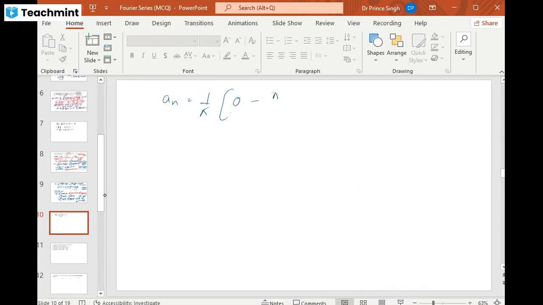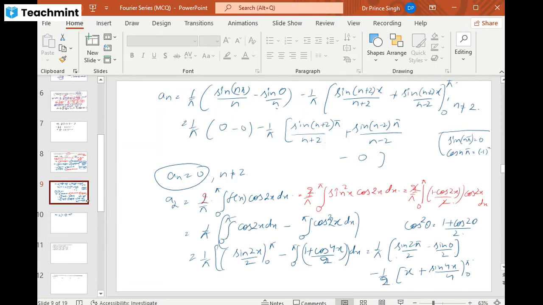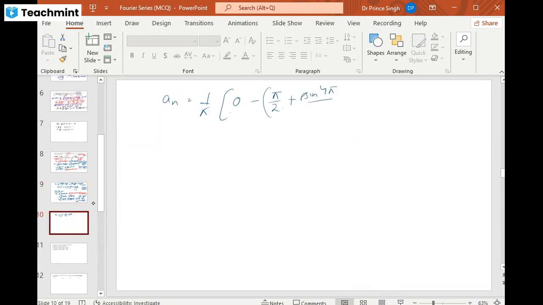this is pi by 2 because 1 by 2 is already there, and sine 4 pi by 4, sine 4 pi by 8, right? Minus sine 0 by 8. Now sine of an integral multiple of pi is 0, so this is also 0. So its value is 1 by pi into minus pi by 2. So pi and pi cancel out, its value comes out to be minus 1 by 2. So this is the value of a_2.